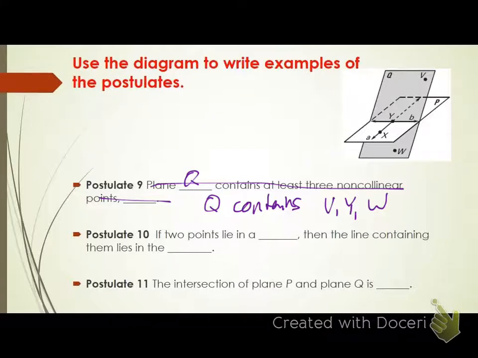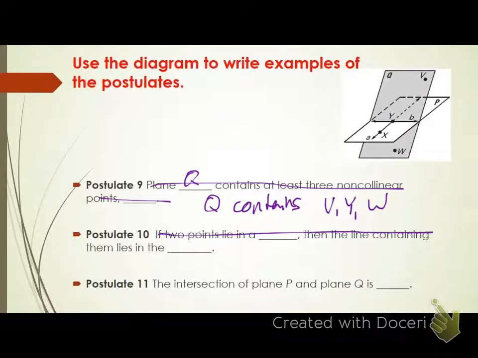That's it. Plane Q contains V, Y, W. So if you have a plane, then there are three non-collinear points in that plane, right? The next postulate: if 2 points lie in a plane, then the line containing them lies in the plane, right? So from the diagram, can you find an example of that?